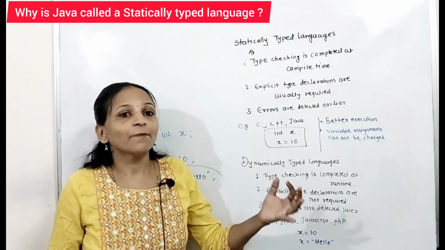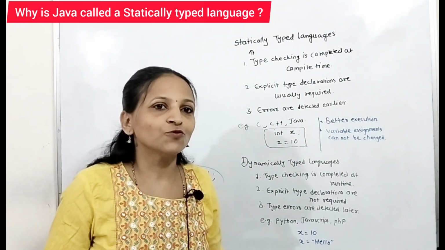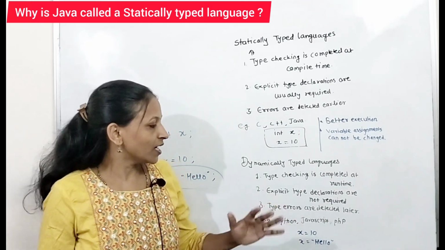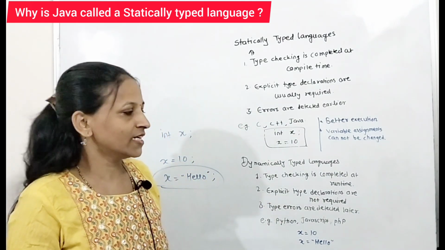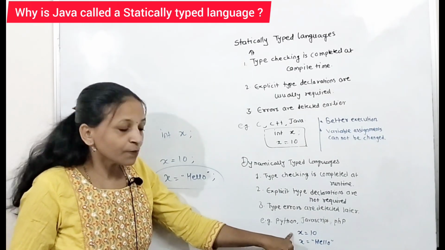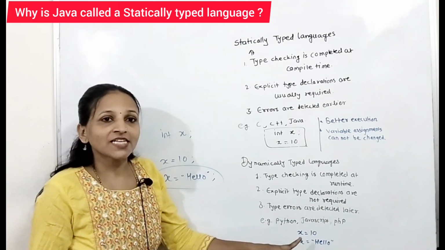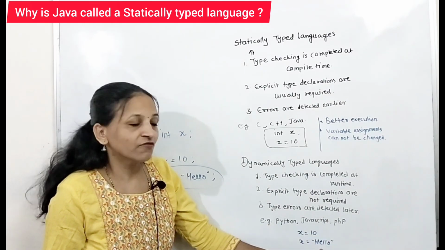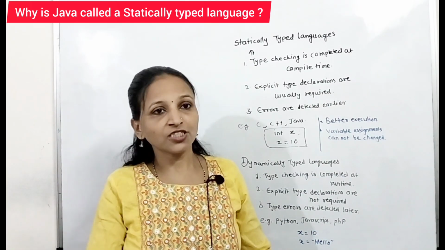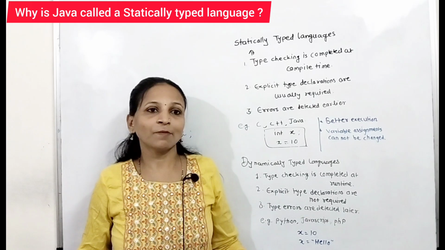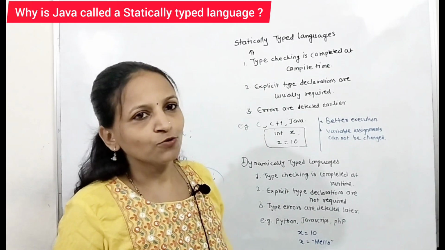Here, type checking is at the time of execution, or you can say at runtime. Again, here explicit type declarations are not needed. In case of Python, I have written two statements: x is equal to 10 and after that x is equal to hello. Initially, x is equal to 10, so an integer type variable will be created inside memory and the value 10 will be assigned to it, no problem.